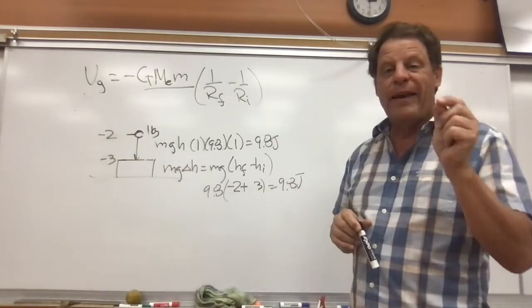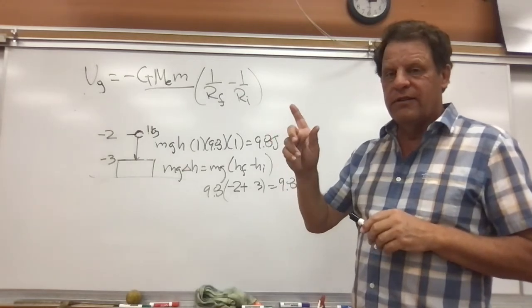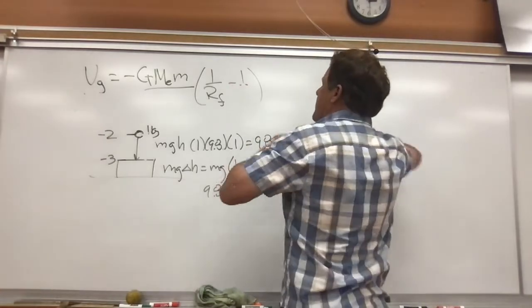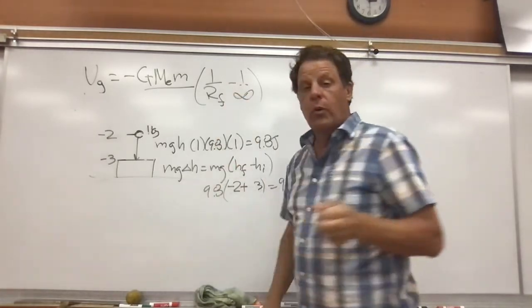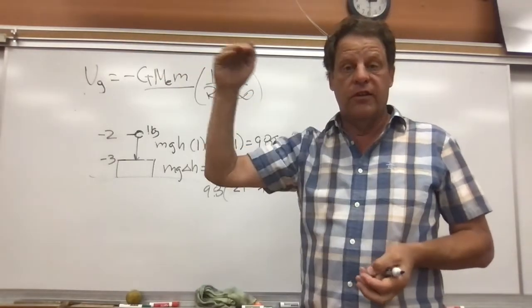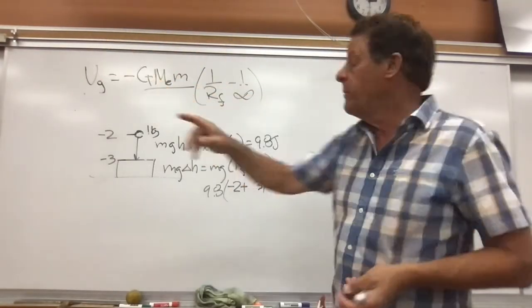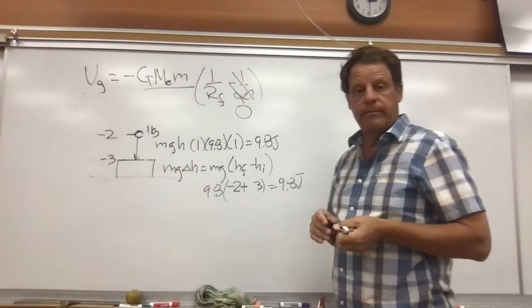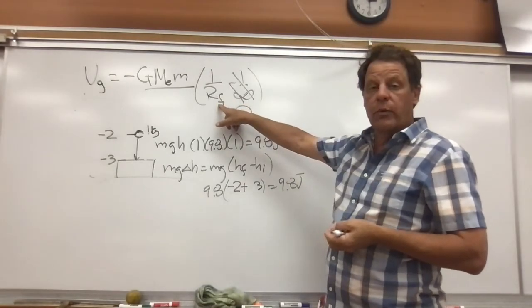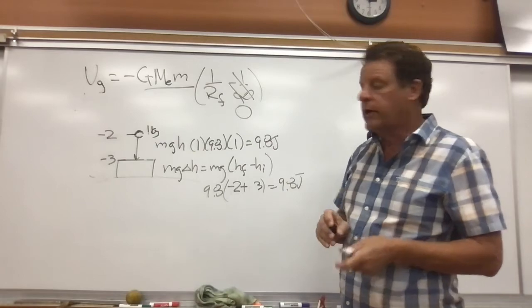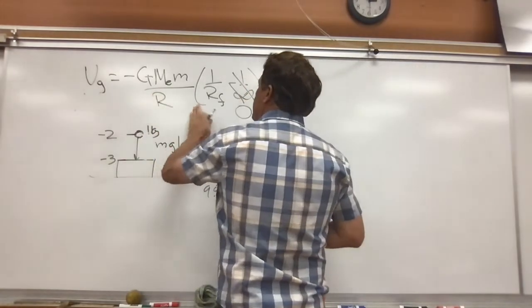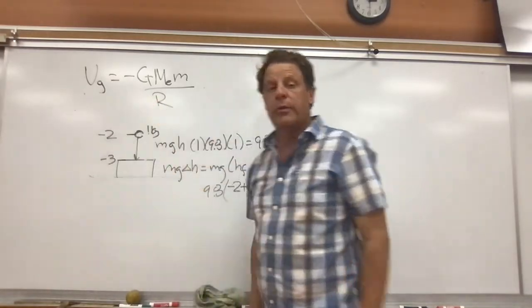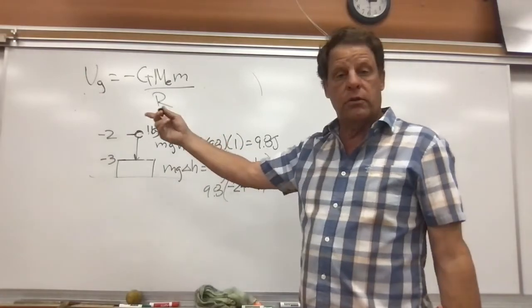Now, if we make our initial radius infinity, so where we're calling 0 is at infinity, then 1 over infinity obviously just goes to 0. And now we don't have to call this our final. We can just call it whatever radius it is, and now all this goes away, and we have our potential energy at any one location, right?